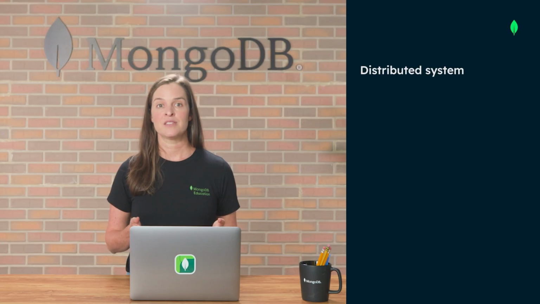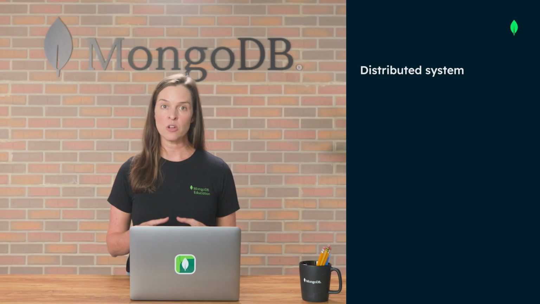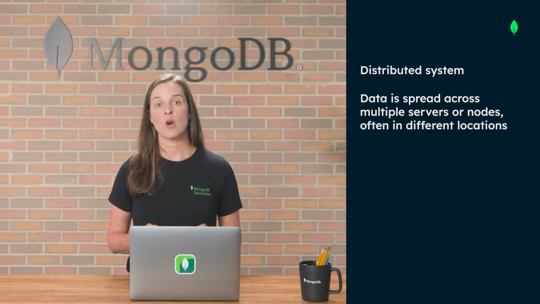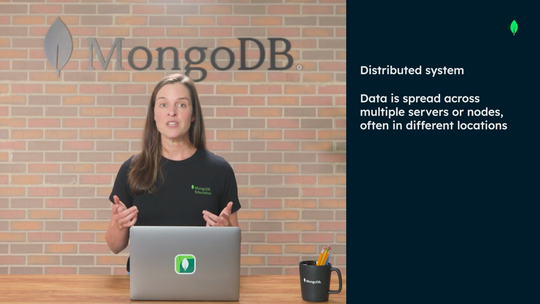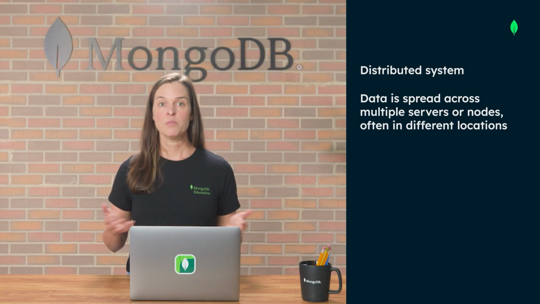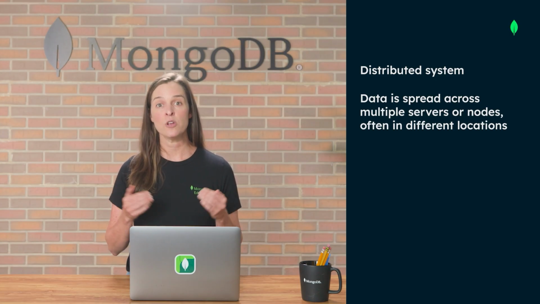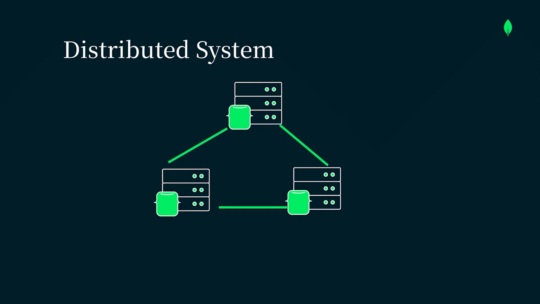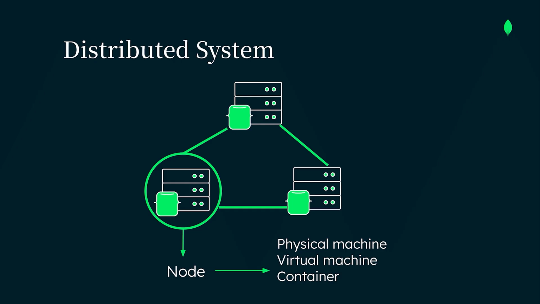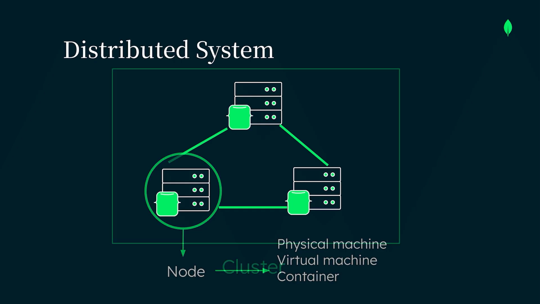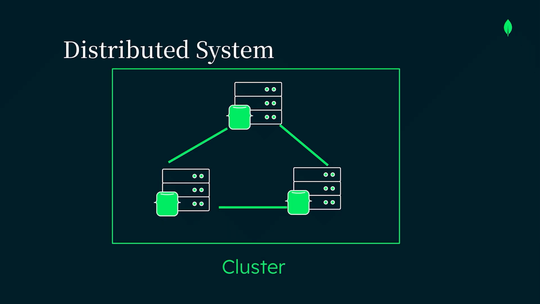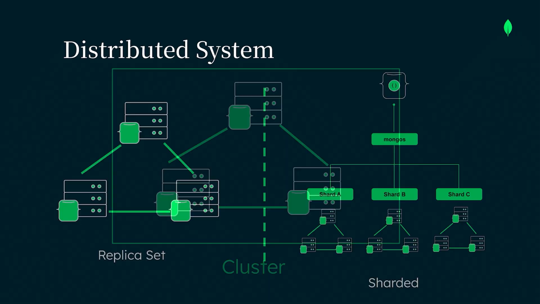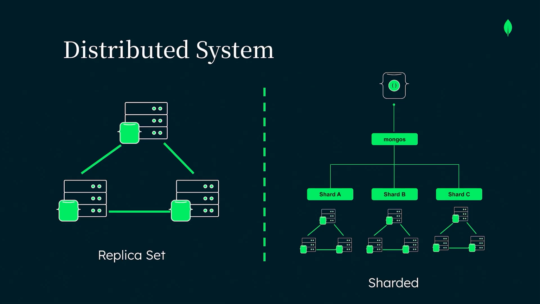This simply means that instead of storing all your data on a single machine, MongoDB spreads it out across multiple nodes or servers, often in different locations. This approach is crucial for achieving high availability and horizontal scaling. A node refers to an individual MongoDB instance. This instance can be running on a physical machine, a virtual machine, or within a container. The next level up is a cluster, and this is a group of MongoDB nodes. There are two main types of clusters in MongoDB: replica sets and sharded clusters.